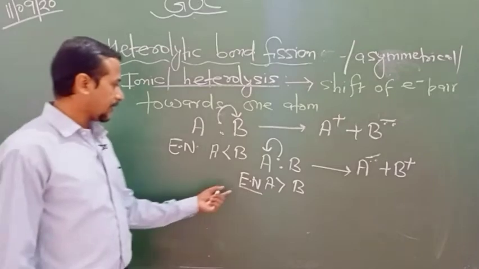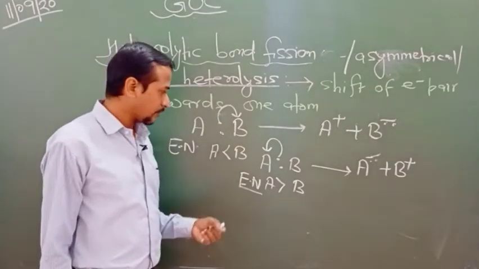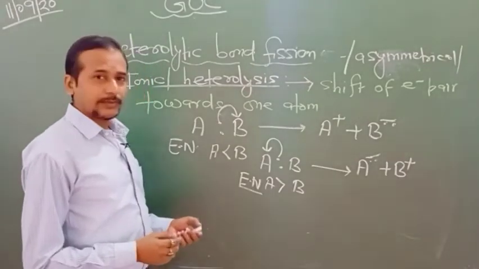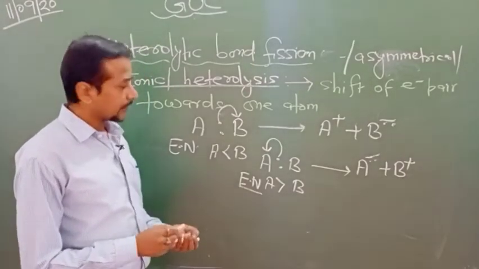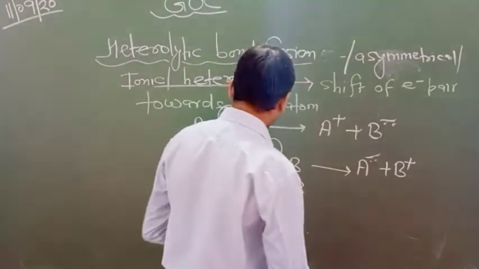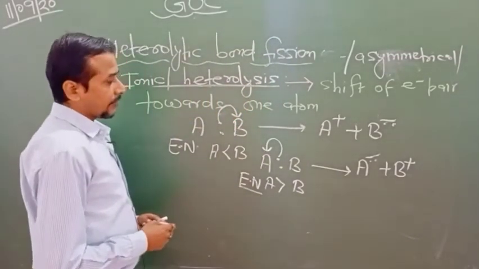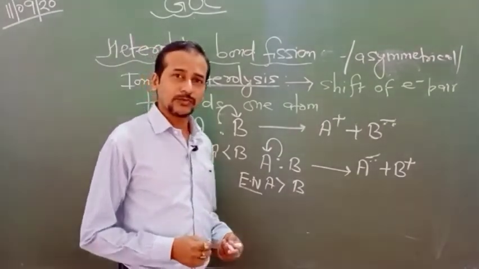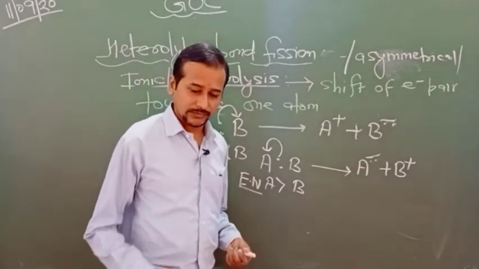So on the basis of electronegativity, that's why I told you to learn the values of electronegativity of some elements, just like fluorine, chlorine, nitrogen, iodine, bromine, carbon, hydrogen, phosphorus. These are the basic requirements of organic chemistry. So that's why you have to focus on the electronegativity values also.